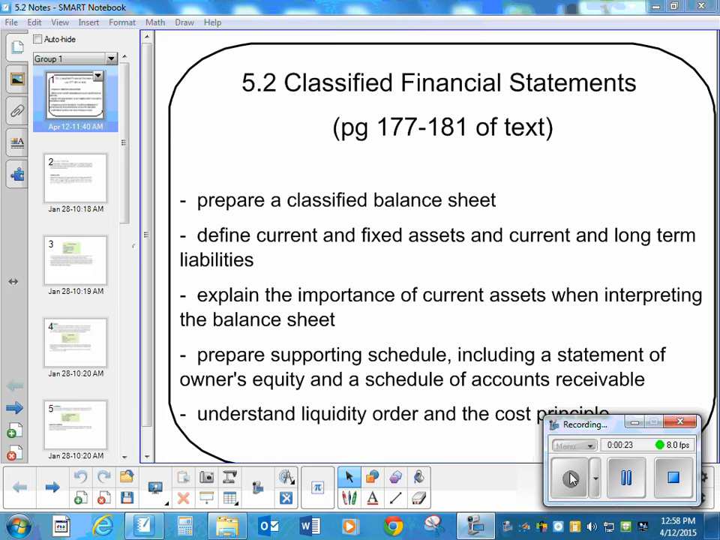We're also going to learn how to make a supporting schedule for the owner's equity and the schedule of accounts receivable. And we've already talked a little bit about liquidity, and we'll touch a little bit on the cost principle as well again.